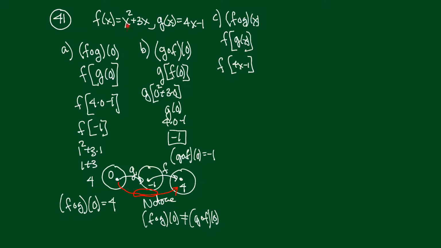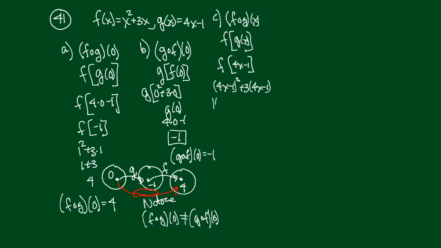So I'll put the 4x minus 1 here, square it, then I'll put it here, multiply by 3. So it'll look like this: 4x minus 1 squared plus 3 times that 4x minus 1. Let's square. We have a pattern for this.